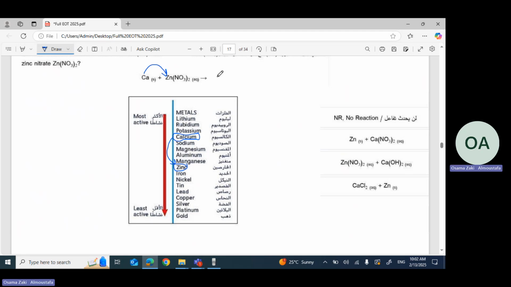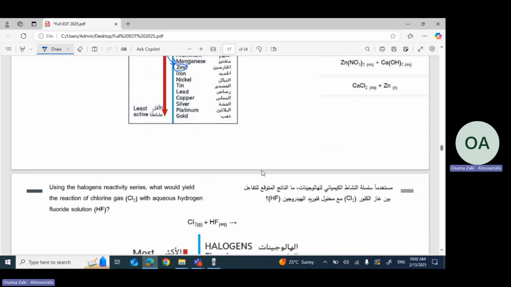So what we get? We get here Ca plus Zn, which is paired with what? With NO3. I'm not talking here about writing the correct formula. I'm focusing now on the reaction itself. So let's see. Where do we have Ca and Zn and NO3? This is the correct answer, because here we have Ca and Zn and NO3, and by two, by the way.